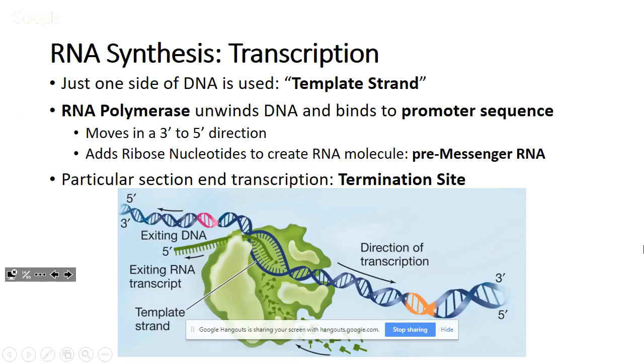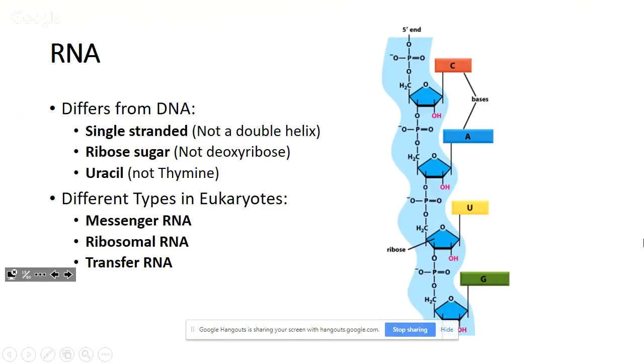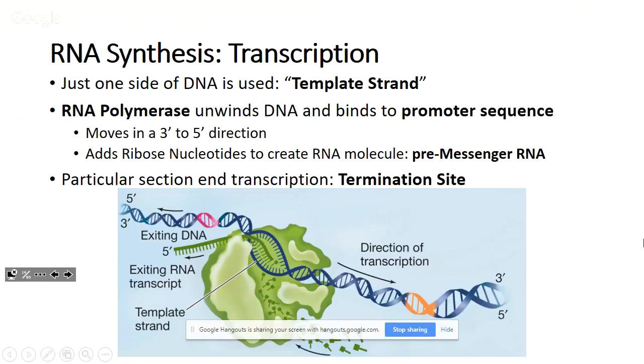All right, so RNA synthesis. This is the first phase of creating a protein. So what you've got is your template strand, and then RNA polymerase will unwind and bind a promoter sequence to this template strand. Now, strangely, RNA polymerase works in a 3' to 5' direction, the opposite direction to which DNA polymerase works. And it just adds ribose nucleotides, because remember that you've got a ribose sugar in RNA, hence RNA, not a deoxyribose sugar. So you get ribose nucleotides added to create this length of genetic material that's called pre-messenger RNA.